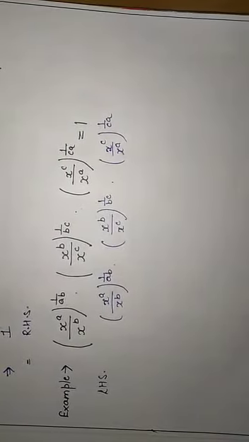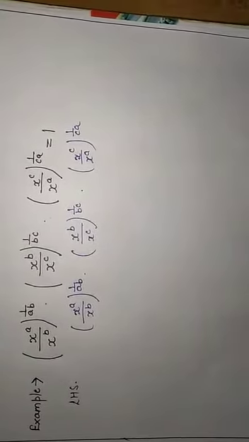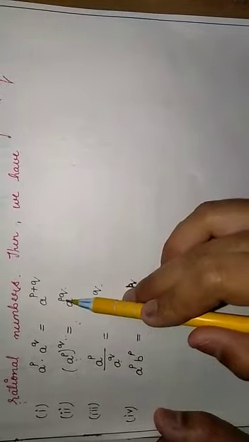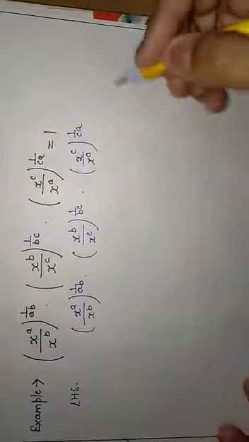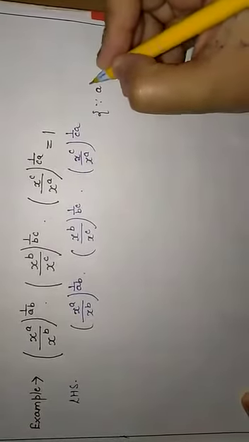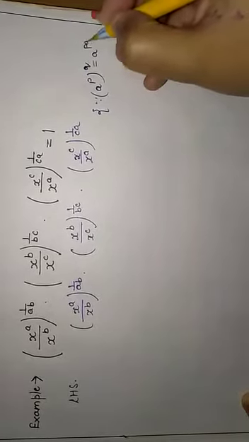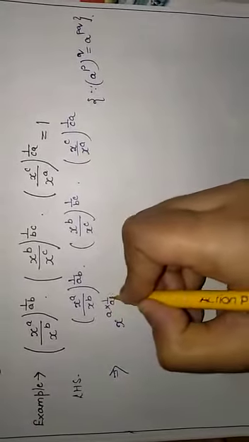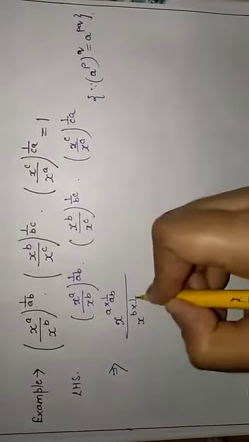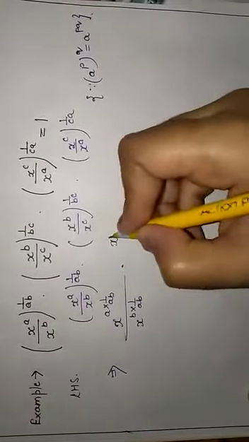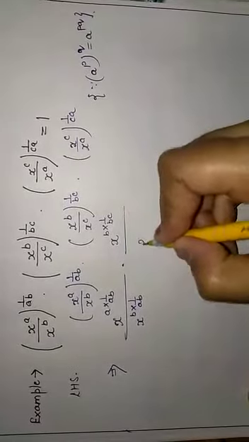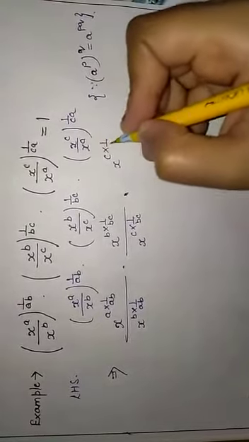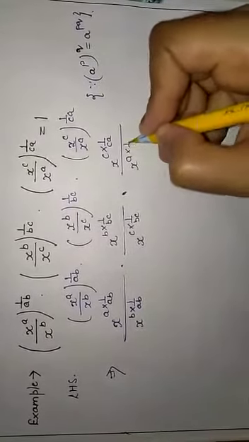Now in this expression I am using the second law of exponent, which is (a to the power p) whole to the power q is equal to a to the power pq. Applying this, we get x to the power a into 1 upon ab upon x to the power b into 1 upon ab, then x to the power b into 1 upon bc upon x to the power c into 1 upon bc, and x to the power c into 1 upon ca upon x to the power a into 1 upon ca.